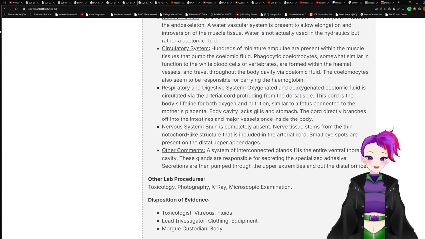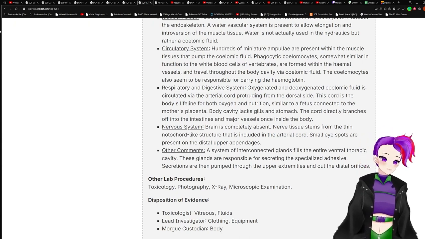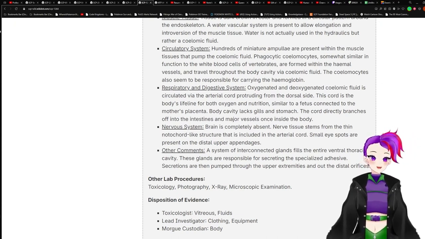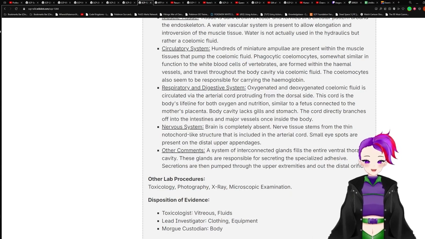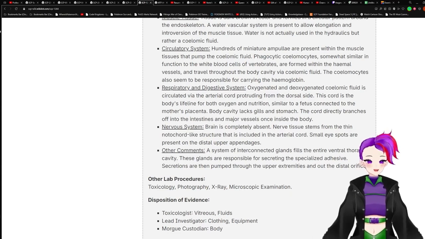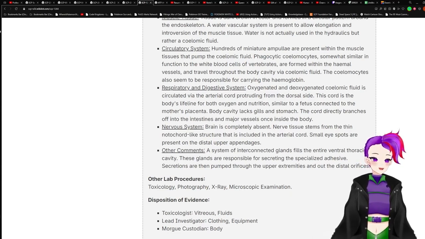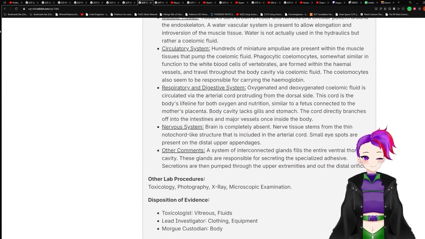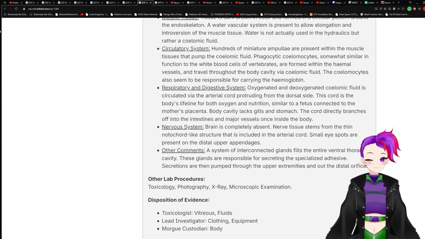Circulatory system. Hundreds of miniature papillae are present within the muscle tissues that pump the sealamic fluid. Phagocytic coelomocytes, somewhat similar in function to the white blood cells of vertebrates, are formed within the hemal vessels and travel throughout the body cavity via sealamic fluid. The sealamocytes also seem to be responsible for carrying the hemoglobin.